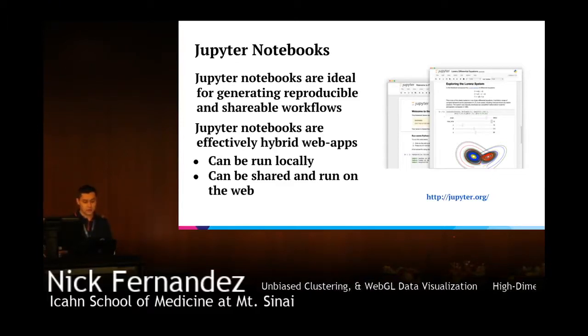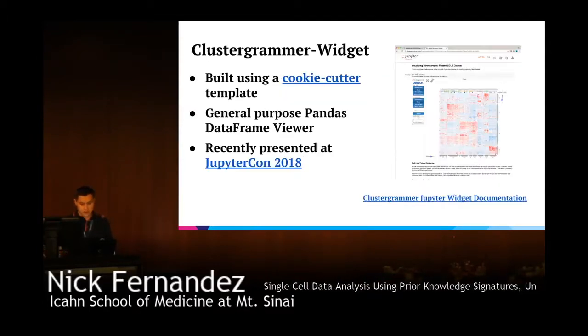So a Jupyter Notebook has a lot of different forms, but you can think of it as a hybrid web app, because you can run it locally. You can run a local Jupyter web server and do your data analysis there. You can also share it on the web, and it can even be run on the web, which I'll show you guys also. To take the JavaScript library we got and integrate it into Jupyter, we used a cookie cutter template. I recently presented this project at JupyterCon 2018, just last August.